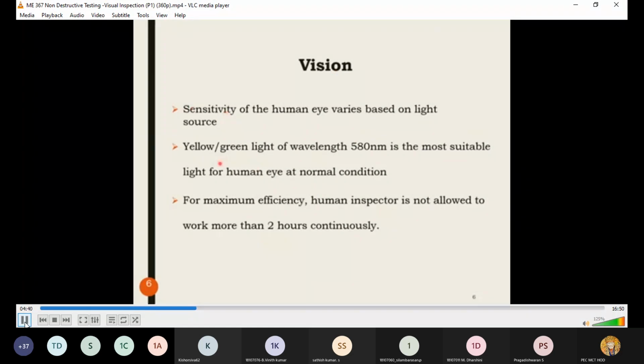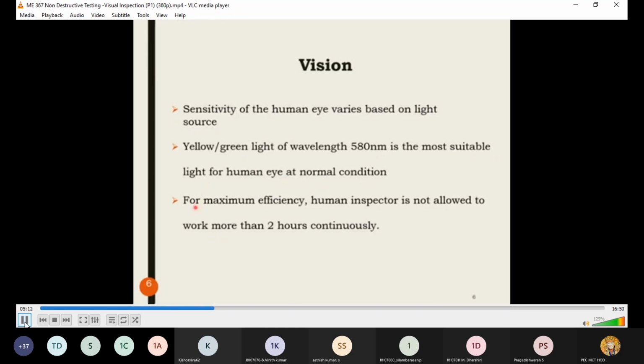Now, the most favorable wavelength of light that is comfortable for our human eye is yellow or green light. That wavelength is in the visible spectrum, as you all know. The wavelength is about 580 nanometers. That is why the most used laser is green light, because it is more suitable for our human eye at normal conditions.